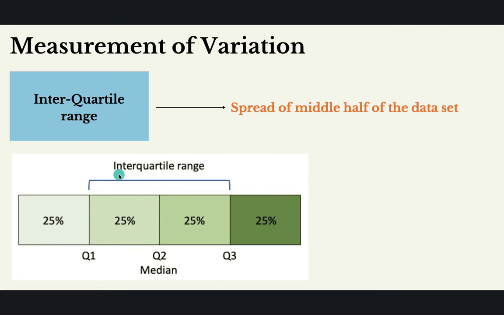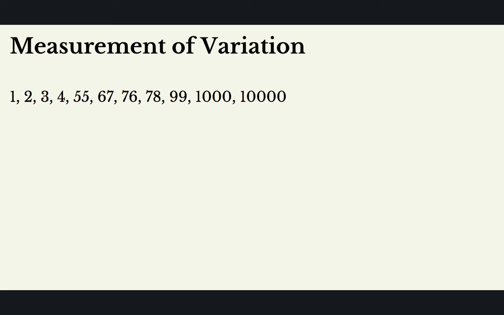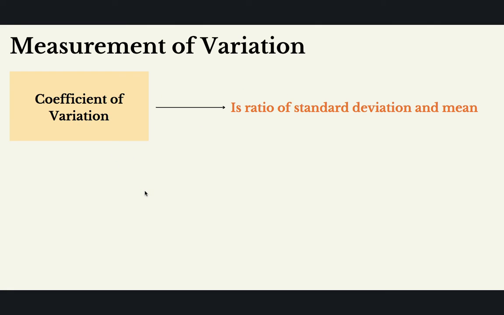IQR, interquartile range, is spread of middle half of the dataset. And see, once you have data, just divide into 4 quarters, and IQR is basically Q3 minus Q4. IQR is useful when there is a possibility of lot of outliers. It is unlikely to be uninfluenced by outliers. Coefficient of variation is ratio of standard deviation and mean.